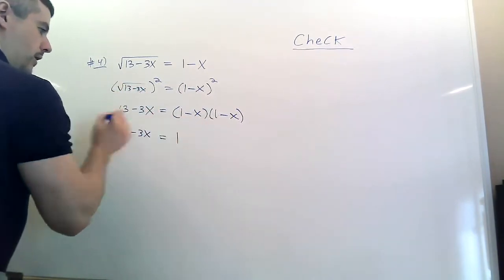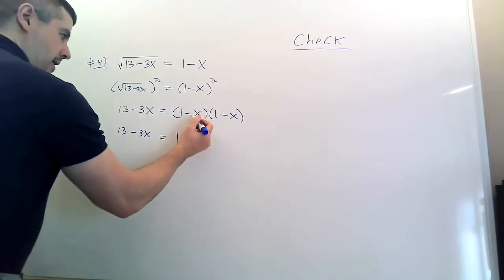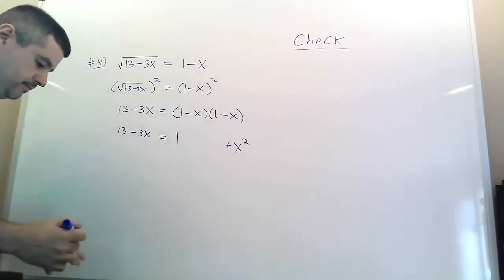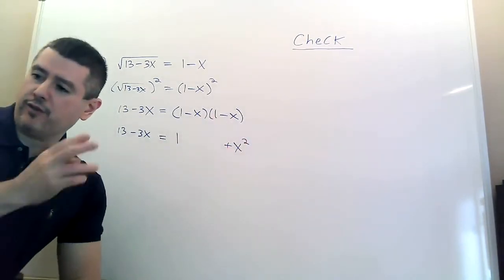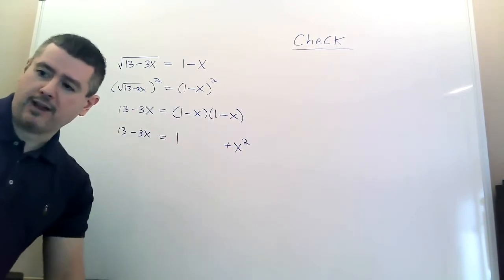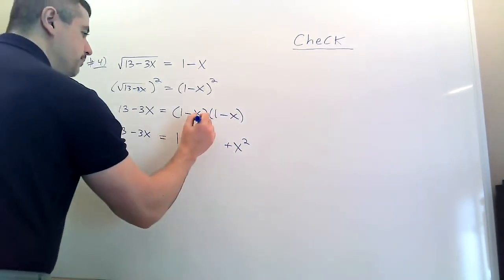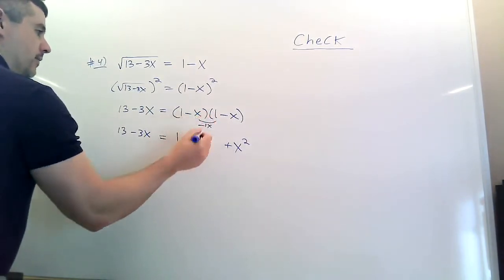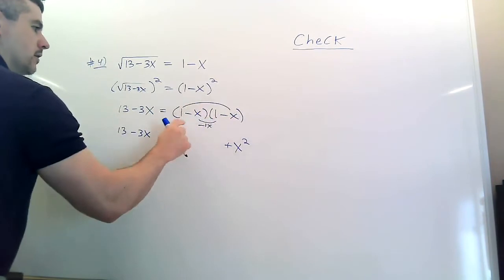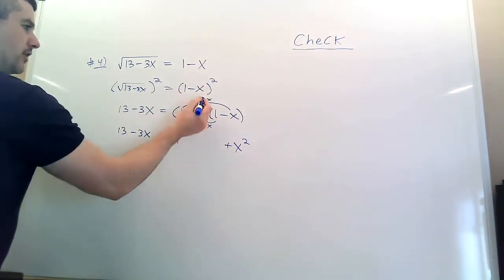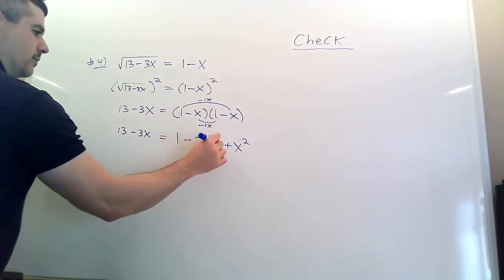1 times 1 is 1. Negative x times negative x is positive x squared. Right? I don't always follow the FOIL. I just do the first dude and the first dude, boom, put that first. I do the last dude and the last dude, boom, put that last. And then I do the middles, right? I make the rainbow. In the middle, you get negative x and 1, that's negative 1x. And then on the outer, you get negative x and 1, that's another negative 1x. A negative 1x and a negative 1x is a negative 2x.